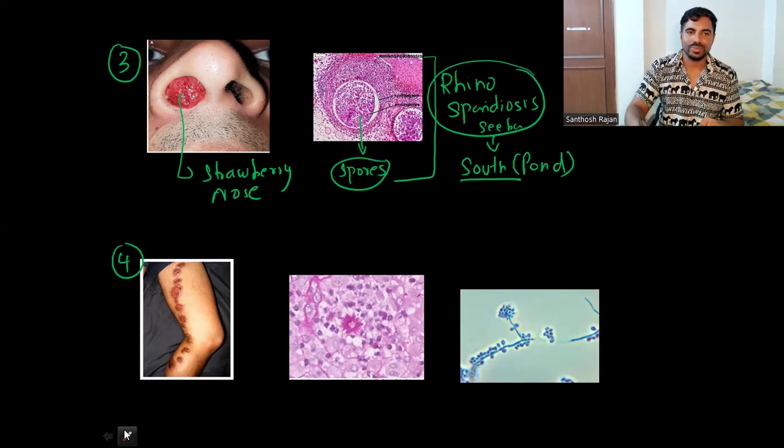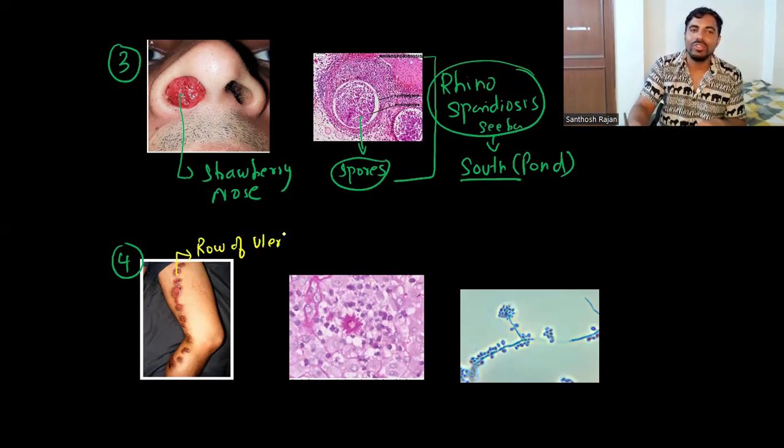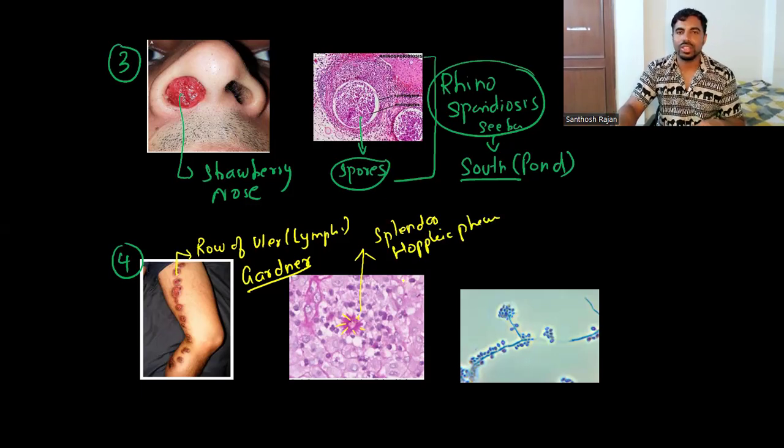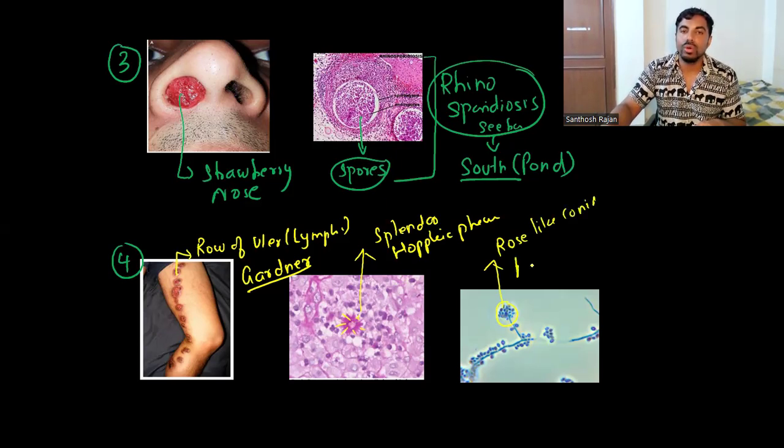Okay, Rhinosporidiosis. Next picture, you have to know, and it is always asked. By seeing this ulcer only, what are you going to say now? This is a row of ulcers along the lymphatics, and the person is a gardener, a rose gardener. And this special phenomenon, you see like a star, the Splendore-Hoeppli phenomenon. Basically it's a type of allergic reaction. Here you can see like a sun ray going out, that's the Splendore-Hoeppli phenomenon. And second, if you see the conidia, it is rose-like conidia, or sometimes you call it asteroid body.